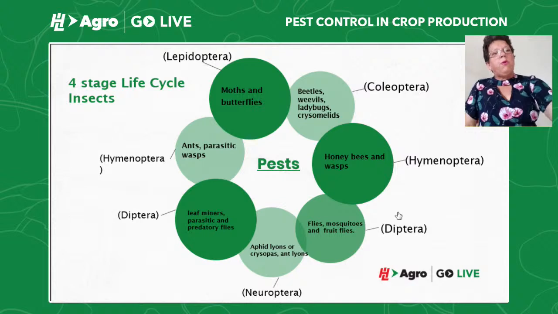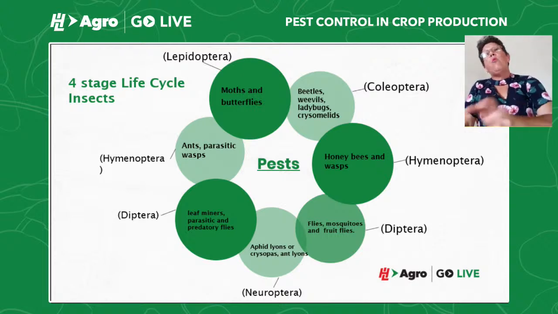Here we also have a group called Coleoptera, which are beetles. Within the beetles, we can have weevils, ladybugs, chrysomelids, and certain borers. We also have another group called Hymenoptera, and to this group belong honeybees, wasps, and ants. In this group, many of the insects have social organization. For example, bees and wasps have a queen and workers. That's social organization. This is the only group that has social organization.